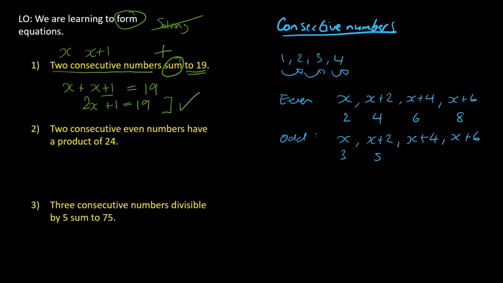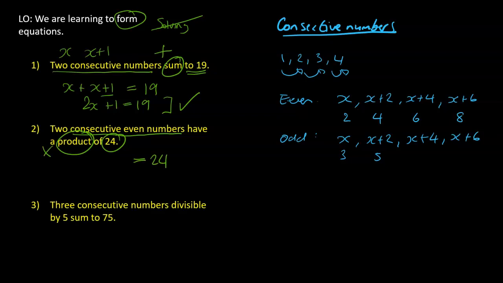We're then going to look at the next question. We've got two consecutive even numbers. So even numbers is the key thing. We've then got, we know they add to 24, and we know they have a product. So 24, that's nice and easy. So that's going to be equals 24.